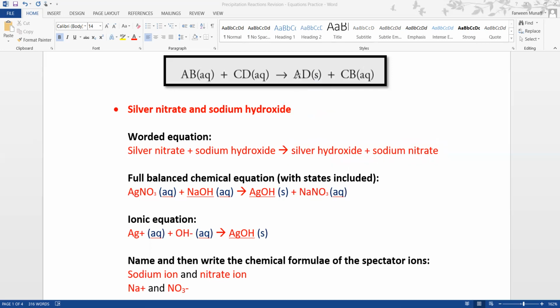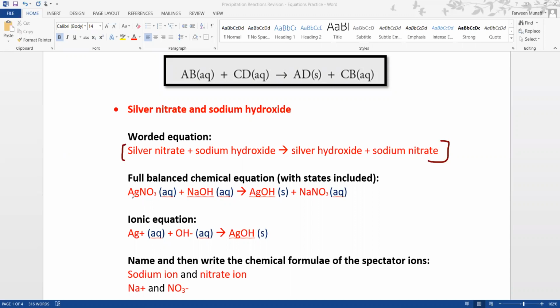When we're looking at the balanced chemical equation, what we're really doing is writing the chemical symbols for the worded equation that we wrote here. Again, this will require you to understand how those chemical formulas are written, do any balancing, do any swapping of charges if necessary, and make sure that you're writing it properly.